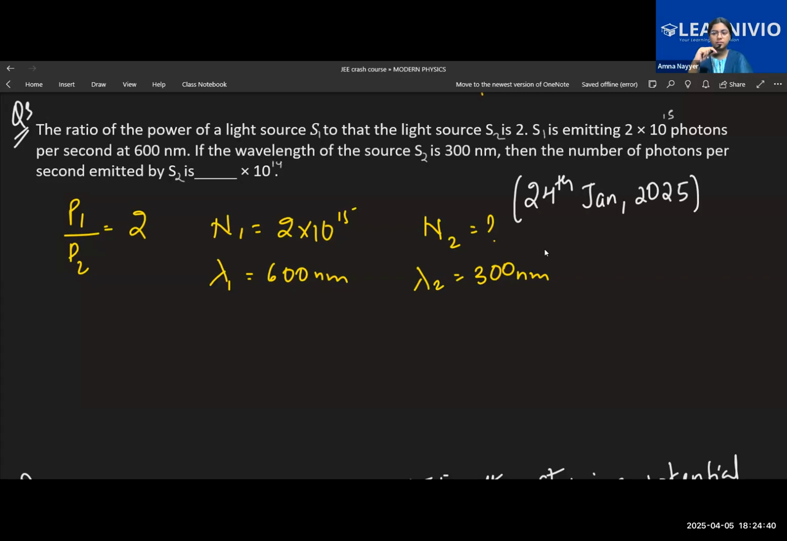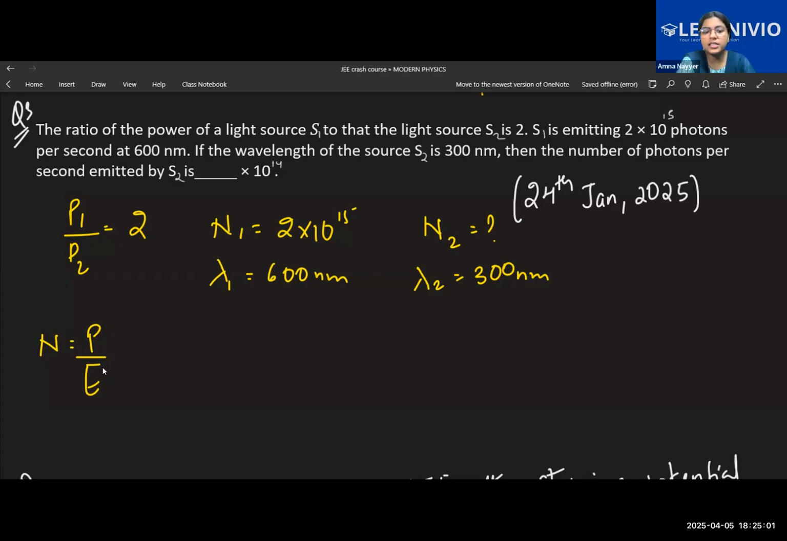We can use the formula for number of photons, which is power by energy. Yes, correct. We will use number of photons is equal to power by energy. We are going to use this formula only. That's why I told you that formula is very important. This comes directly in the exam also.